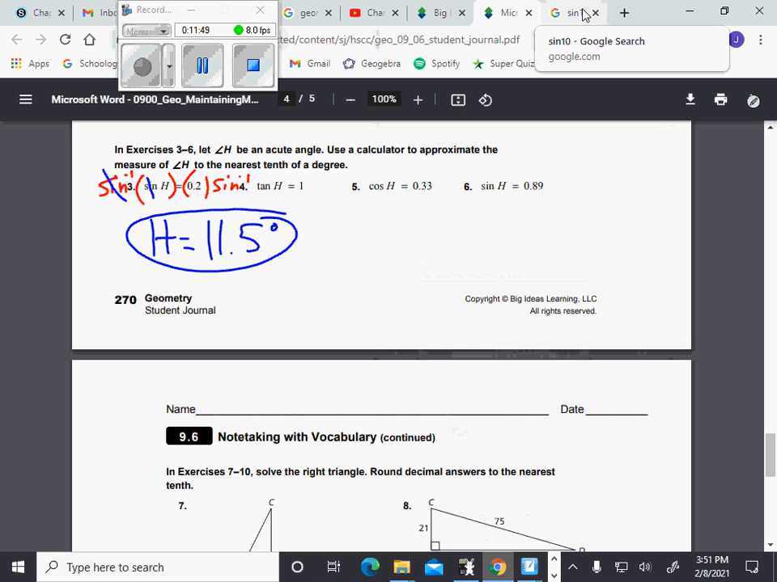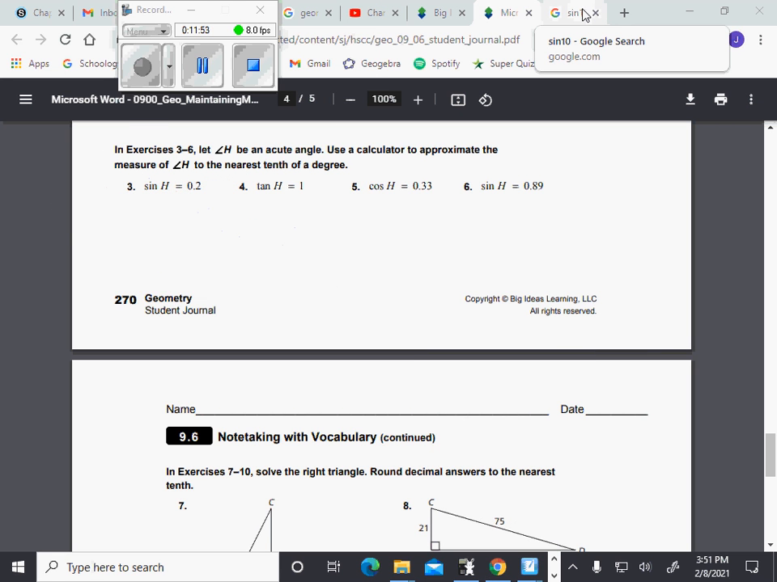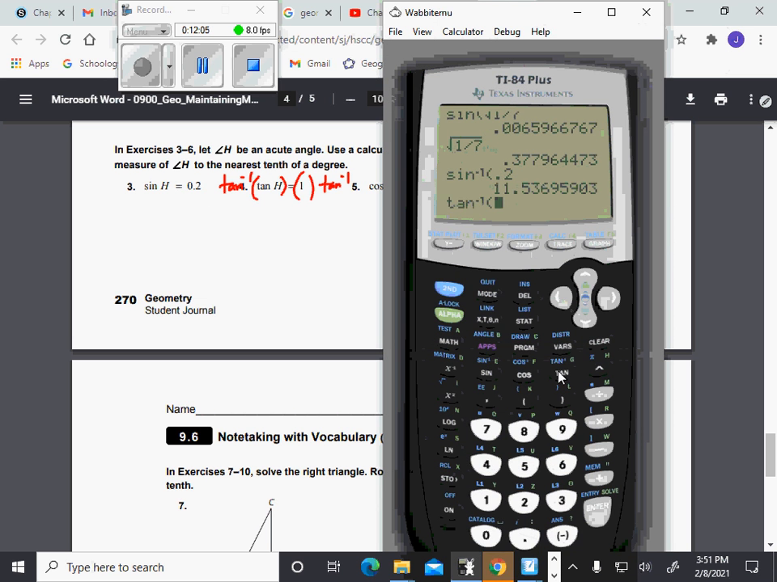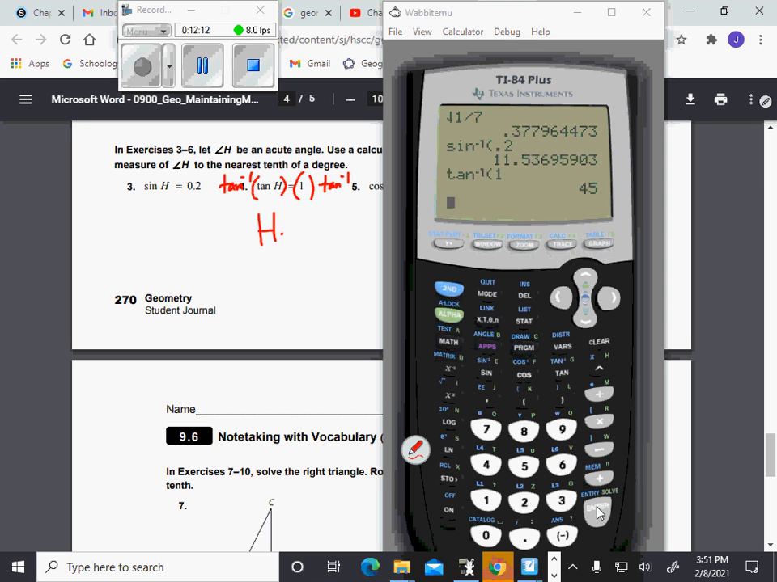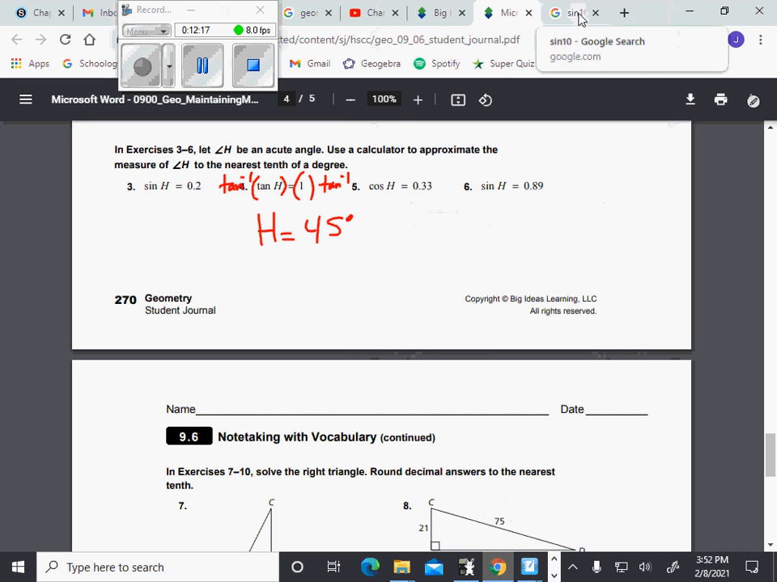Number 4, the tangent of H equals 1. So we want to take the inverse tangent of both sides. Okay, so inverse tangent of 1 should get us 45. So H is equal to 45 degrees. Okay, and the same goes for each of those problems, 4, 5, and 6.